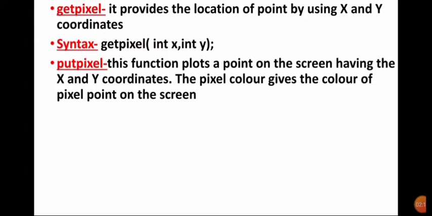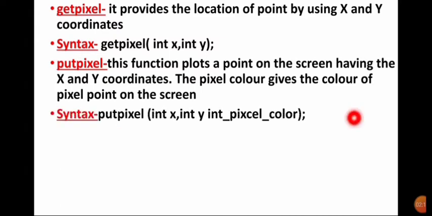How? Let us see the syntax. This is the syntax: putpixel. You have to write the syntax in the same manner. In brackets, int x, the x coordinate, int y, the y coordinate, int pixel color. Here you require a comma which is missing here. Just remember, int pixel color provides the color of the pixel that is plotted by using this putpixel statement.